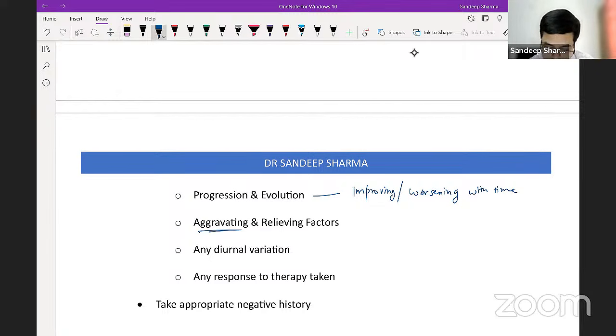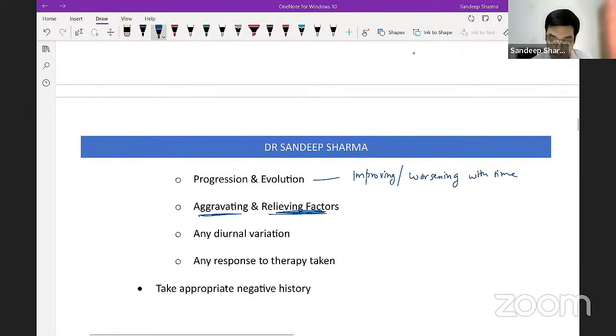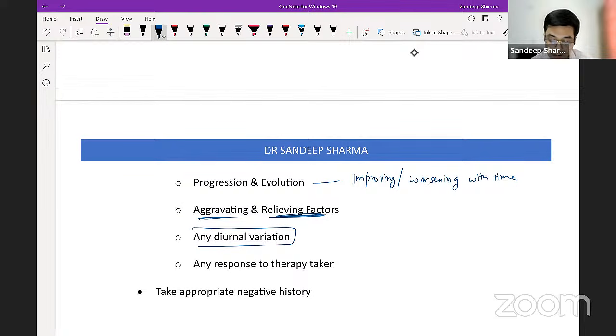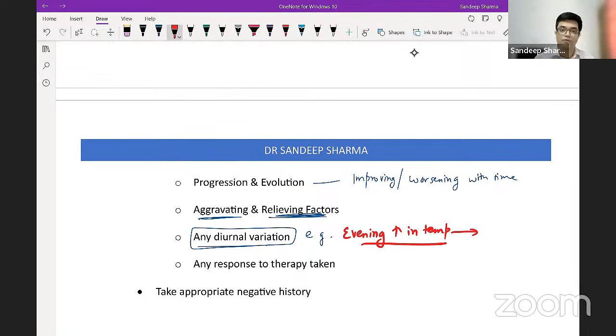Then you will ask about any aggravating and relieving factors. A lot of conditions will have their relieving factors. You will ask about diurnal variation. A typical example of diurnal variation which examiners are fond of asking is evening rise in temperature. What is the condition which is associated with evening rise in temperature? What is your answer? I'm looking at the comment box. Which is the condition where there is evening rise in temperature? Very frequently asked.